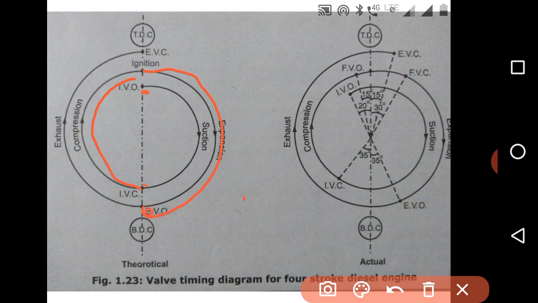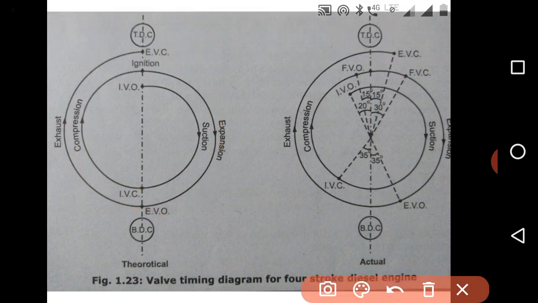As soon as we open the exhaust valve, heat rejection occurs at constant volume. Then the piston moves from bottom dead center to top dead center, and exhaust of gases occurs during this process. At the end, when the piston reaches top dead center, the exhaust valve gets closed.